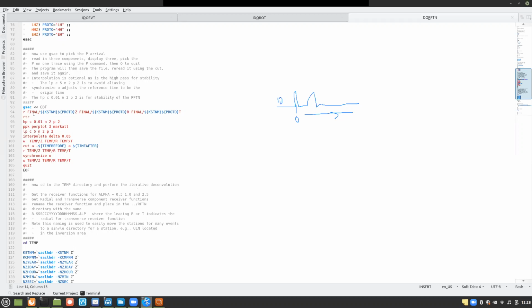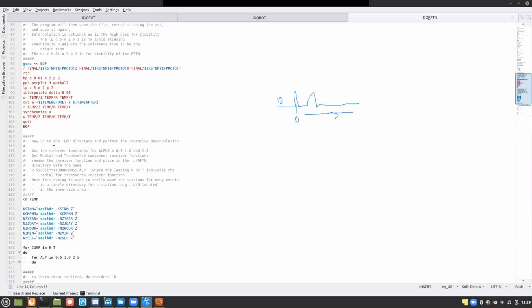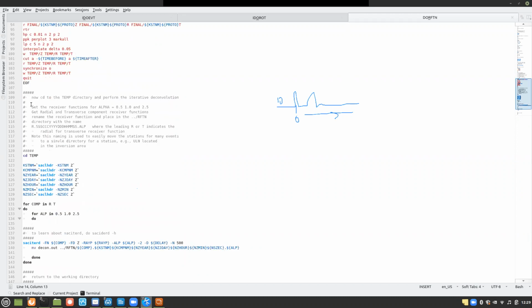Then in the final directory, you read your Z, your R, and your transverse component. You remove the trend, and you high pass filter. You can change the filter parameters. You plot and you do a picking, so it's an interactive picking. Then you interpolate or resample your data. You synchronize the times, so all the times are the same. So the P doesn't arrive in the Z component before or in the R, the radial component. So you synchronize the time.